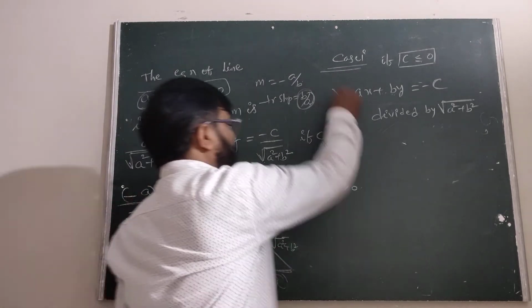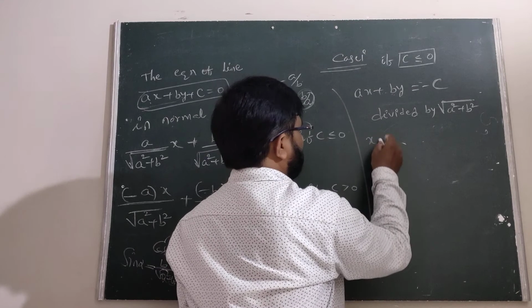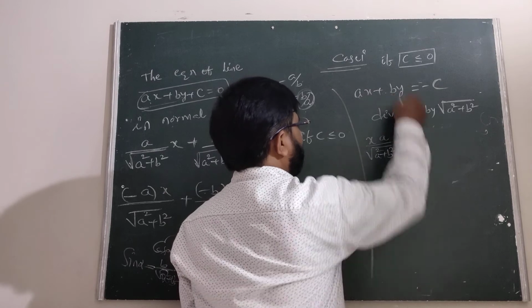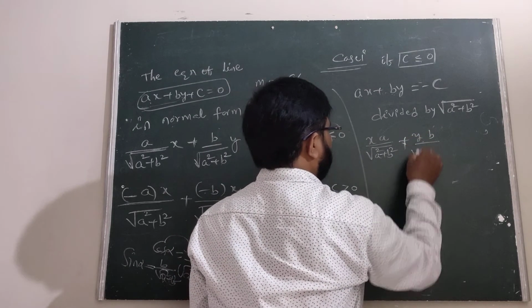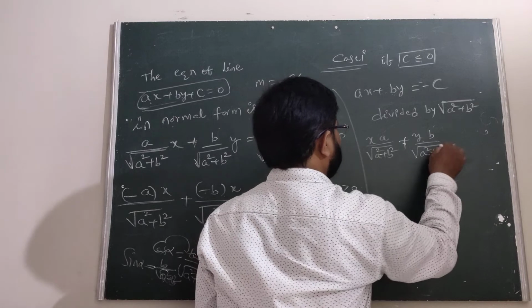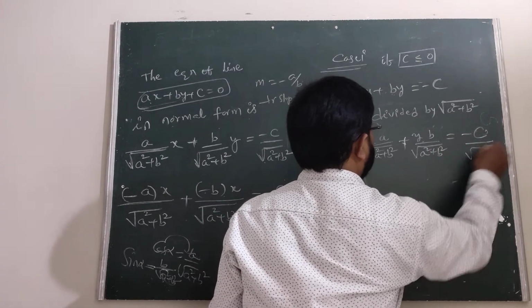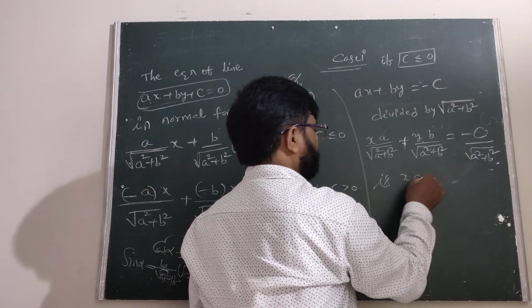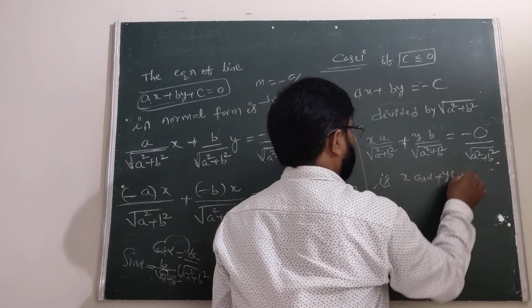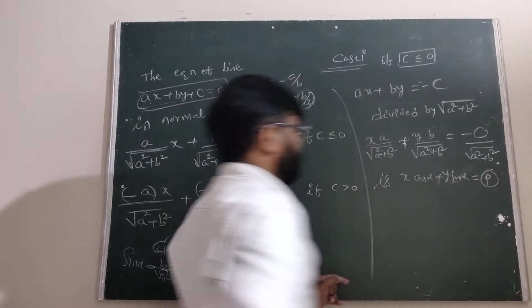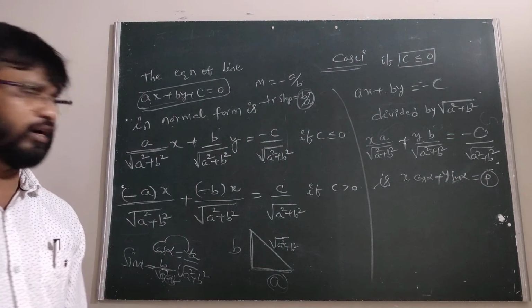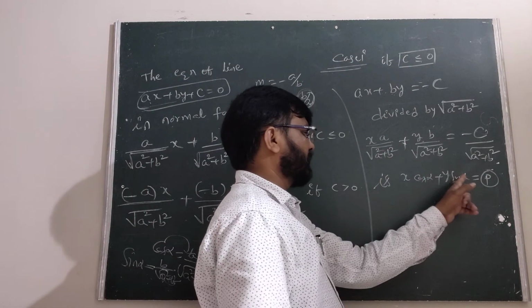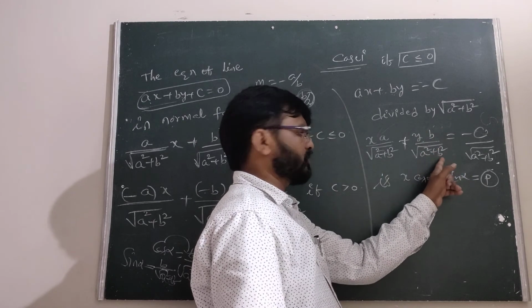The cos alpha, undoubtedly this is x upon root of a square plus b square, and this is y into b by root of a square plus b square. This is the minus of c by root of a square plus b square, compared with x cos alpha plus y sin alpha equal to p. The cos alpha is here a by root of a square plus b square, and sin alpha is here b by root of a square plus b square.